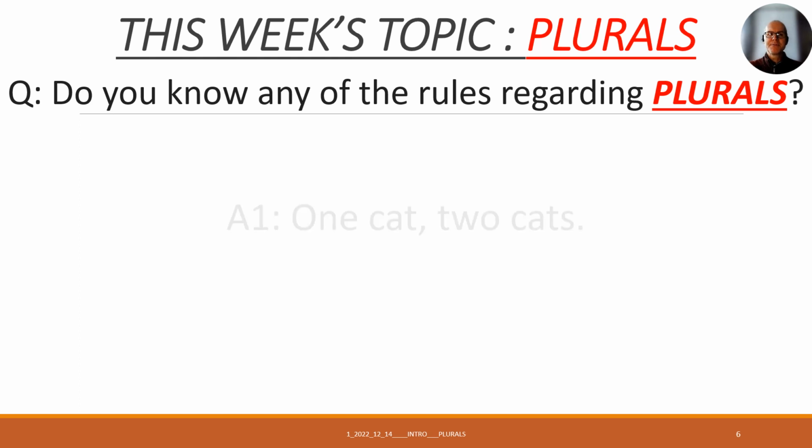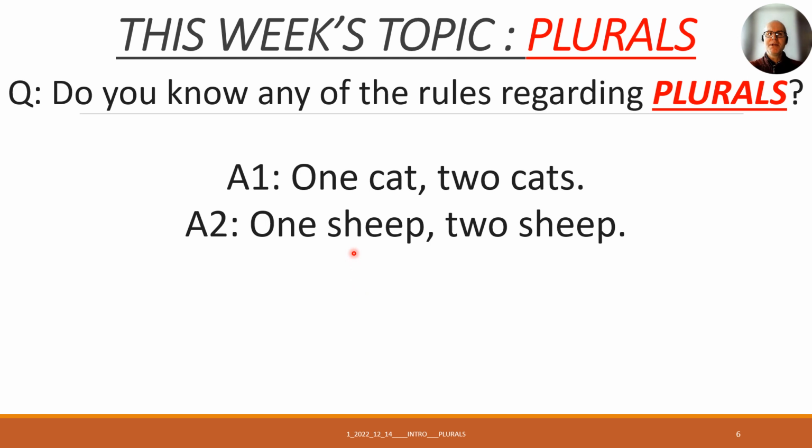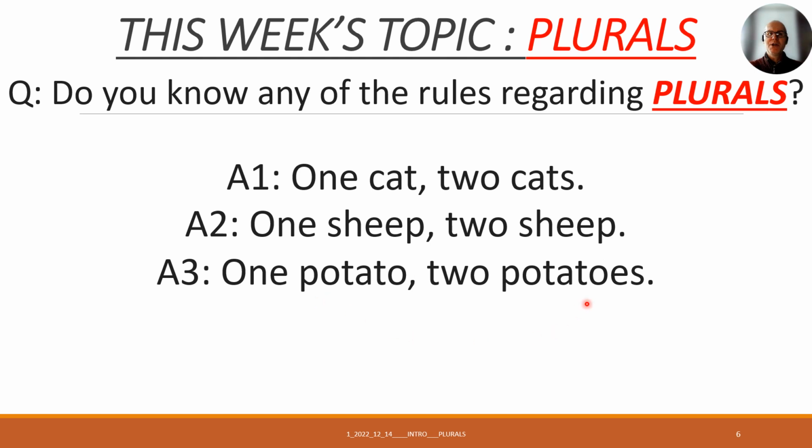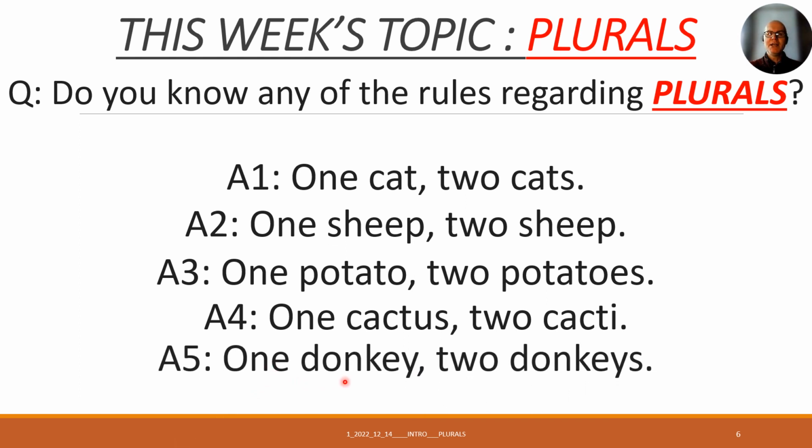Let's look at some examples. One cat, two cats. One sheep, two sheep. One potato, two potatoes. One cactus, two cacti. One donkey, two donkeys. As you can see here, there's different rules for different nouns. There's not a one-size-fits-all rule for making plurals.